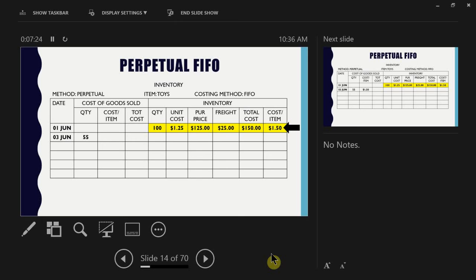So I'm going to take this number, the $1.50, and plug it into my cost per item right here under my cost of goods sold column. And therefore, I'm going to calculate what it cost me to sell 55 toys. So in this case, what is 55 times $1.50? $82.50.